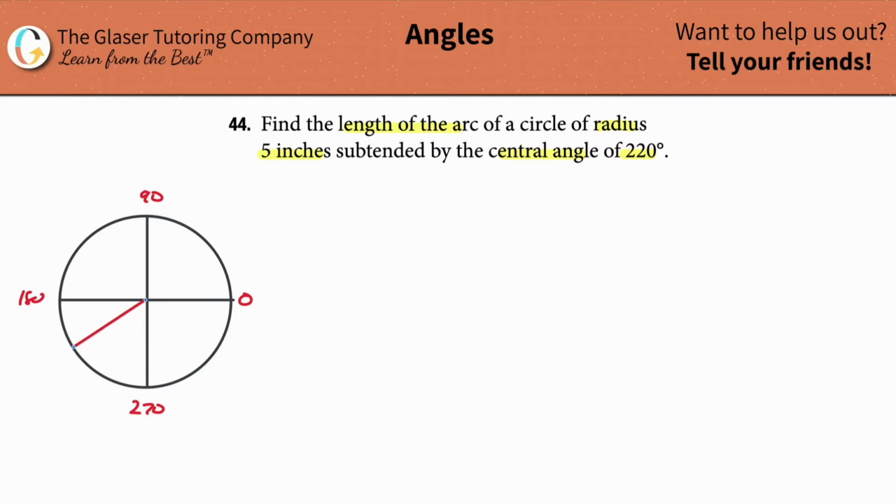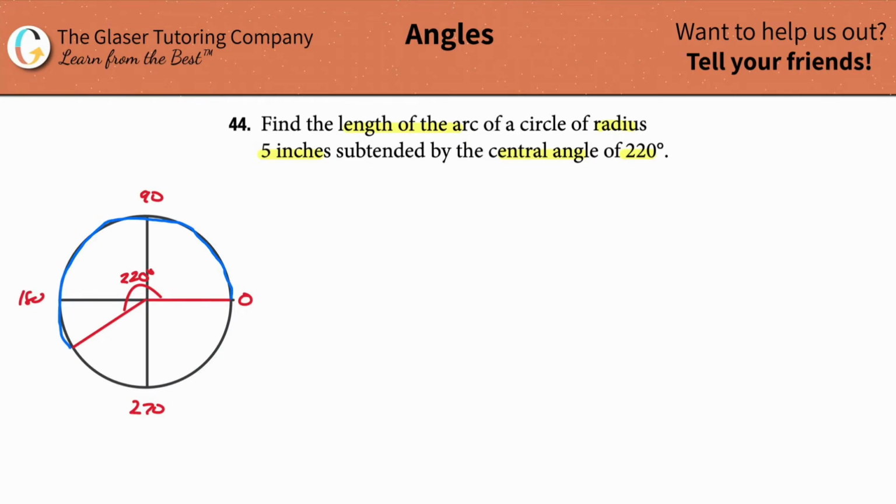Something like that, right? So this angle right here is 220 degrees. Okay, 220 degrees. And what they're asking us to do is to solve for and find this arc length. The length of this arc. Okay, that's what they're asking us to do.